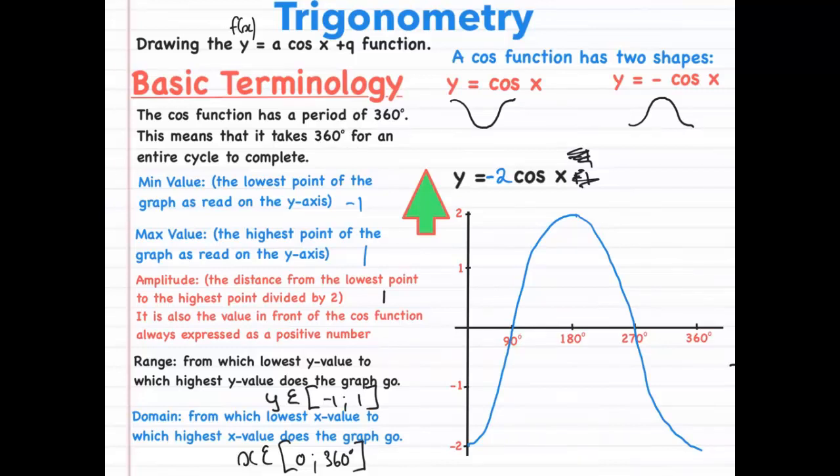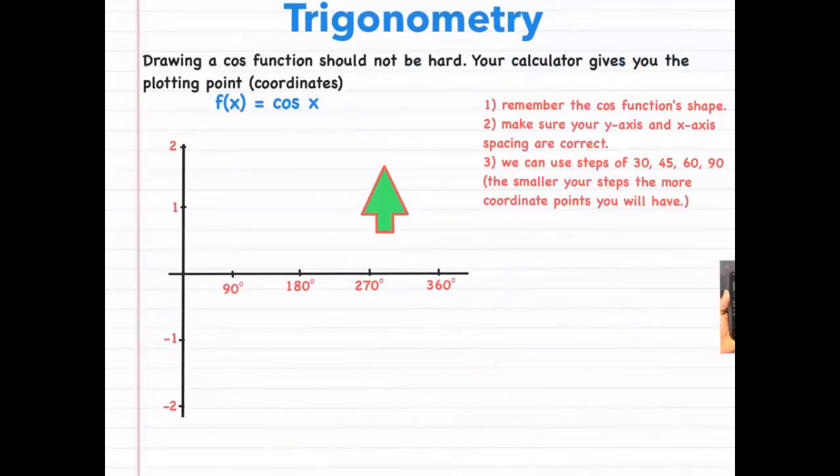So now let's go and see how we will use our calculator to help us draw the cosine functions. Now we are going to draw a cosine function, and this should not be hard because your calculator gives you the plotting points and the coordinates. So here is our function, f(x) equals the cosine of x, and we have to remember the following things. Remember the cosine function's shape. Now why do I say that? Because the shape is different for a positive function and a negative function, right?